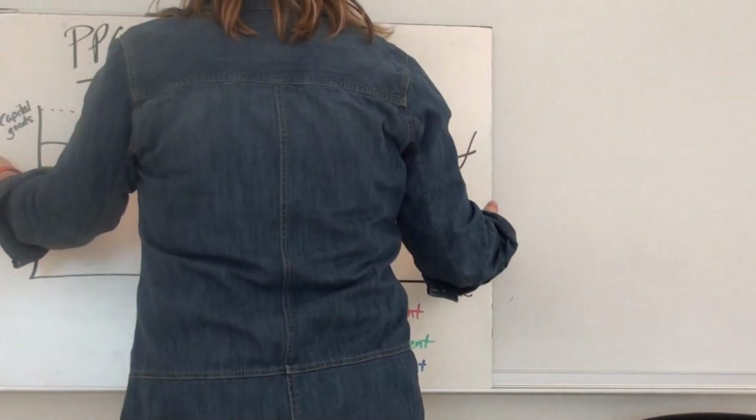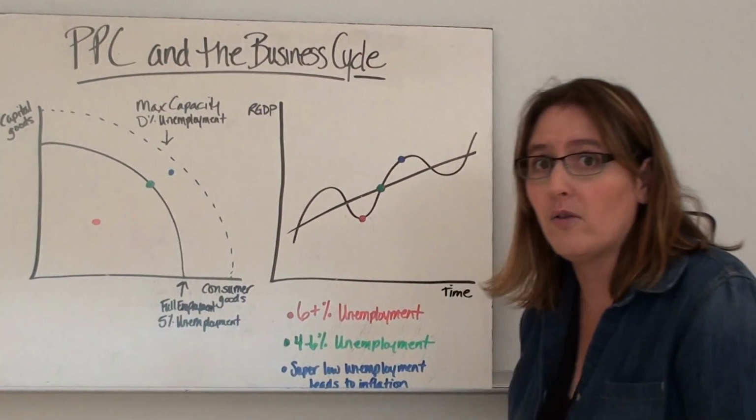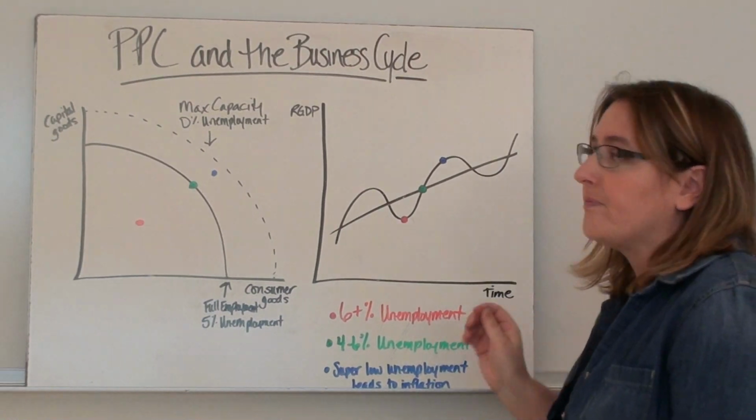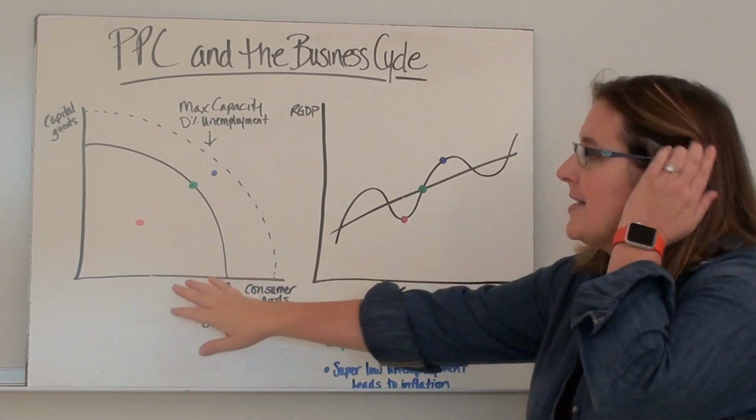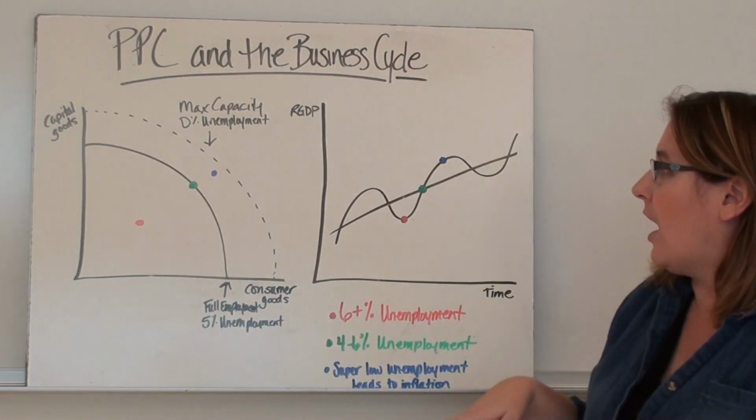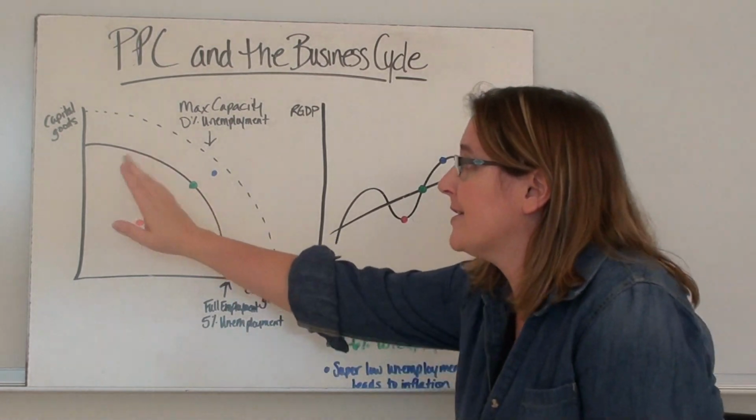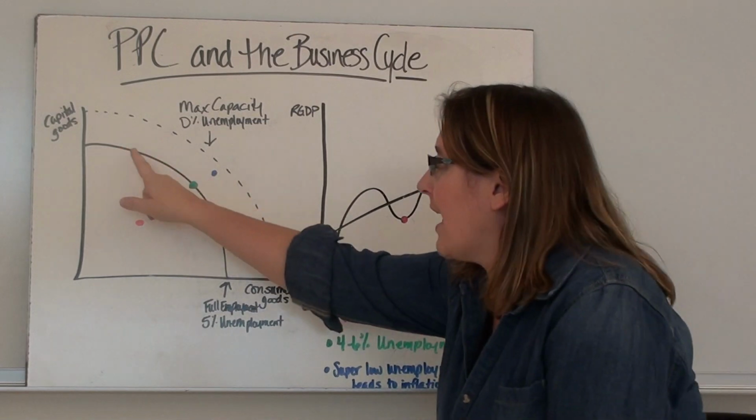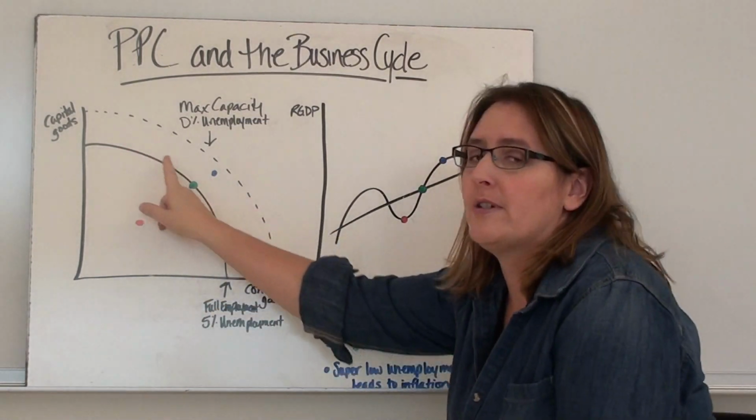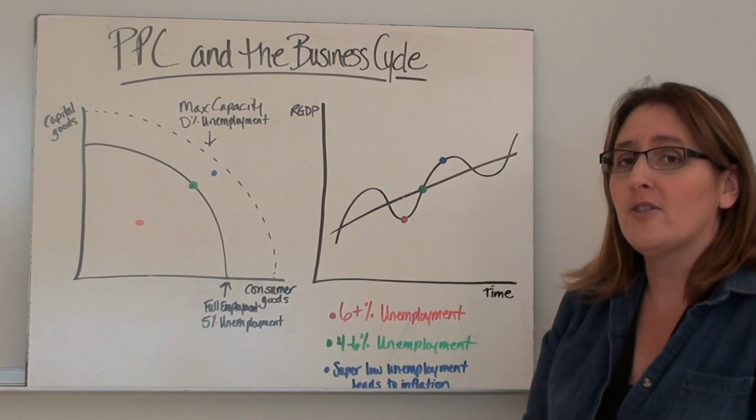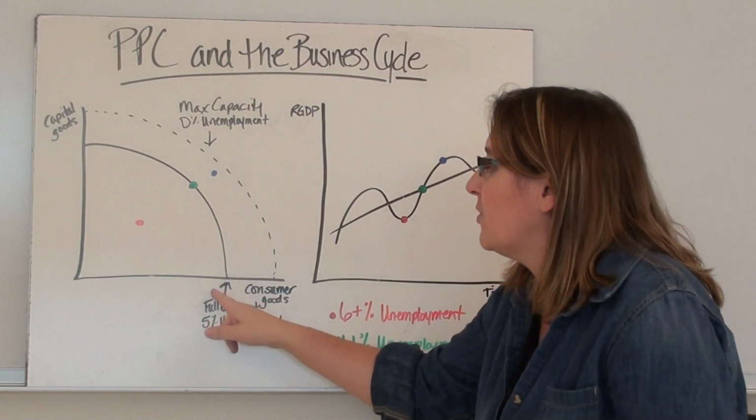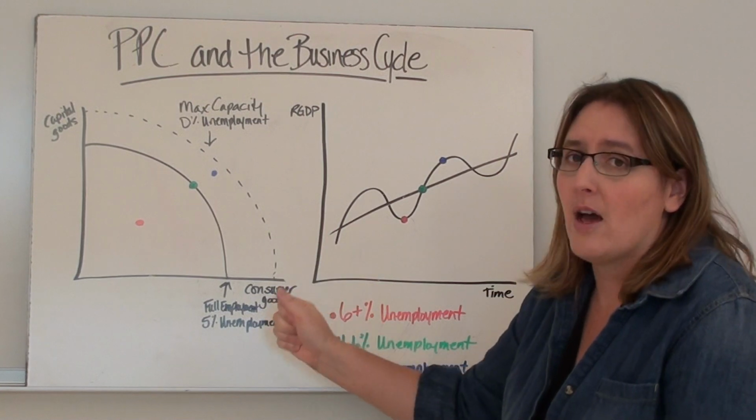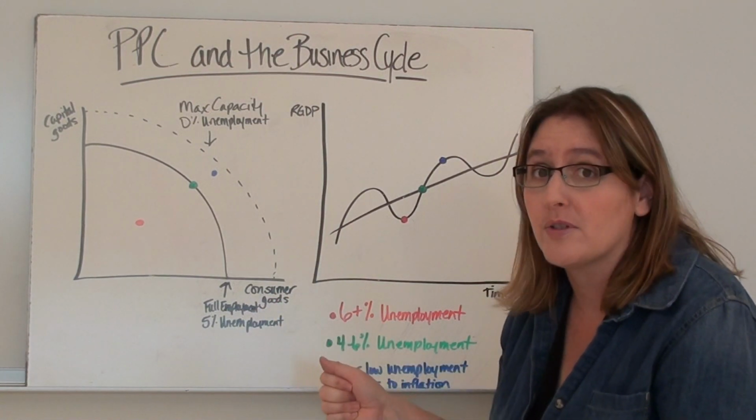All right, let's review some of these graphs that we've looked at before and see how they relate to these things that we've been talking about. So on the PPC, let's start with that. We've got two goods, capital goods and consumer goods. It represents the whole economy. And this line right here is where we are most efficient. And now that we know about GDP, this is our full employment output, the amount of GDP that we should be making if we were using all of our resources efficiently.